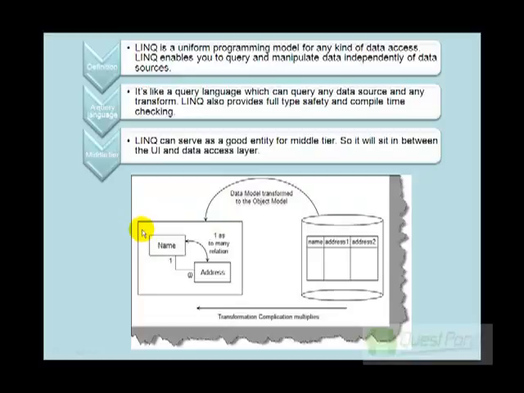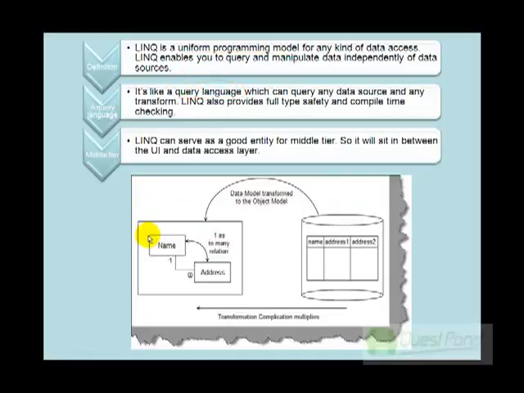Now what LINQ does is, it provides a uniform programming model on top of all these data sources. So in other words, whatever your backend data source is, it doesn't matter to us. We just write a generic query language and we can query either Excel, a Word document, SQL Server, or XML. So you can say that it provides a uniform query language at the application level to interact with various kinds of data sources.